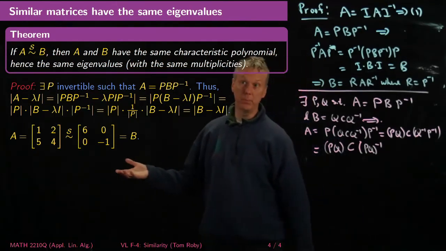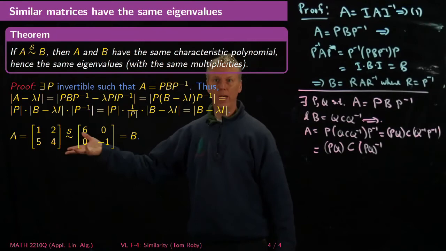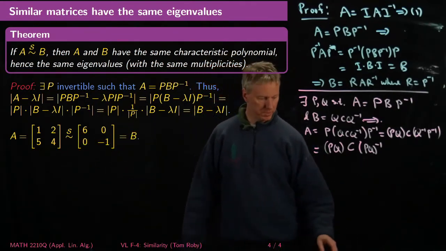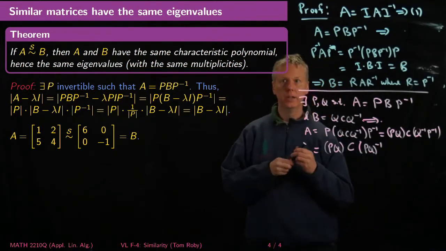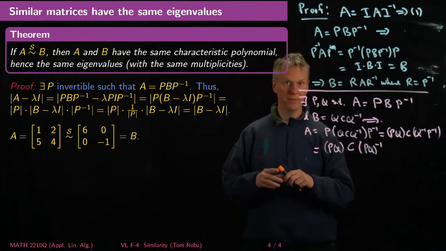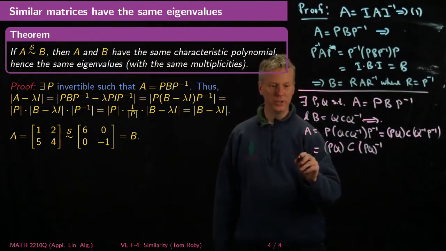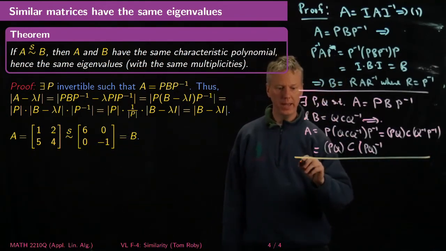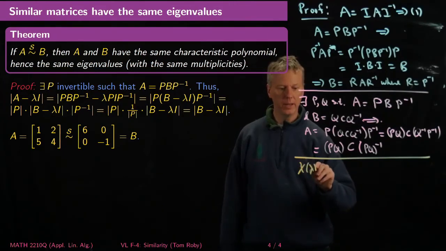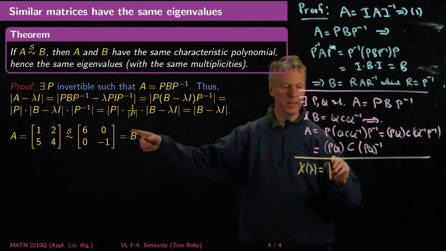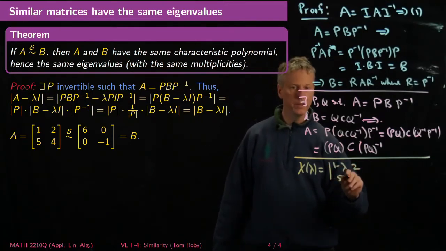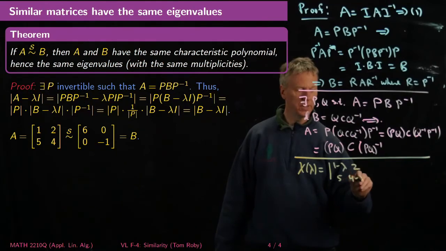And so here's my example, right? I have 1, 2, 5, 4, that matrix. We saw that it was similar to 6, 0, 0, minus 1, which is the matrix B. And so now what I want to do is convince you that they have the same characteristic polynomial. This shouldn't be hard, right? So what's the characteristic polynomial of A? Well, I need the determinant. So chi of lambda is the determinant, in this case, of 1 minus lambda, 2, 5, and 4 minus lambda.